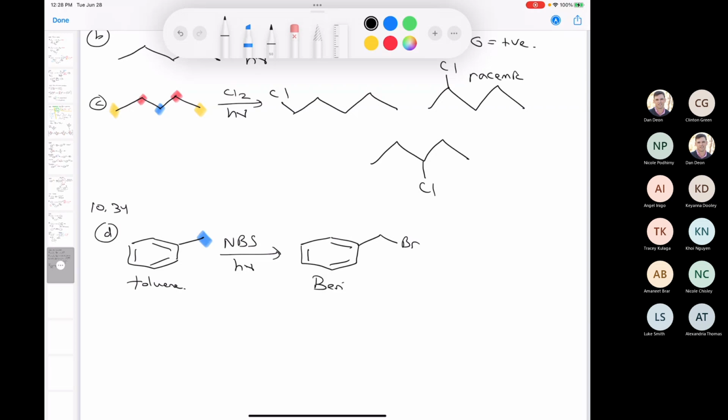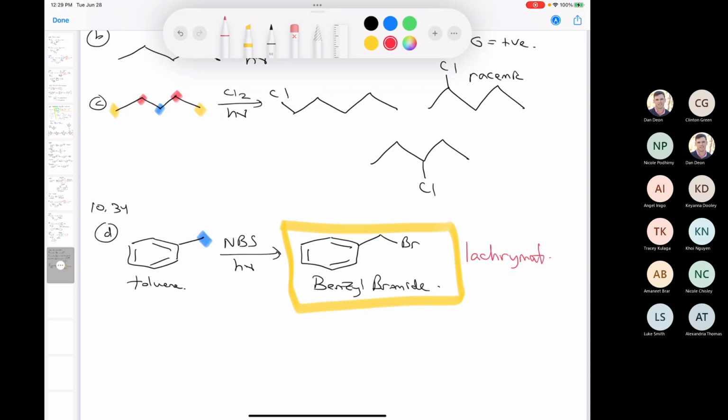This compound comes up a lot in organic chemistry. It's called benzyl bromide. I was lecturing in organic chemistry too yesterday afternoon, and we were discussing benzyl bromide. This compound is an interesting compound. Does anybody know what the word lacrimator means? Anybody know what a lacrimator is?